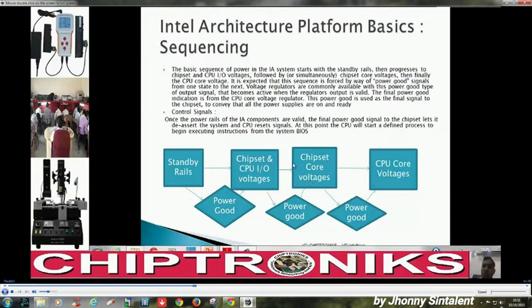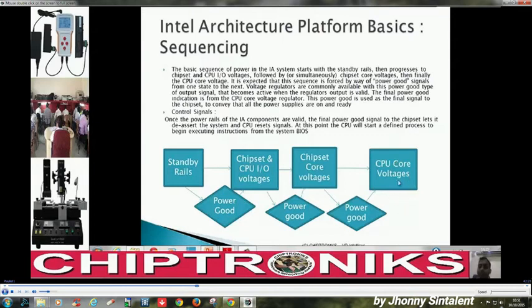So these are the four basic sequences, and these four basic sequences can be divided into many steps. It can be divided into 8 steps, 10 steps or 12 steps, but this is the basic power sequence. What is the basic power sequence? First the standby rails are generated. What is standby rails? A standby power for chipset. Then chipset input output voltage is generated, then chipset core voltage is generated, and then CPU core voltage is generated.